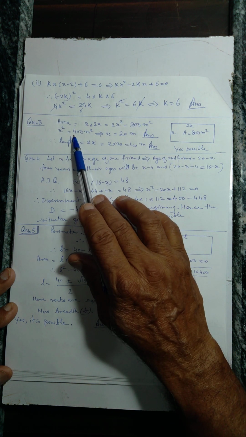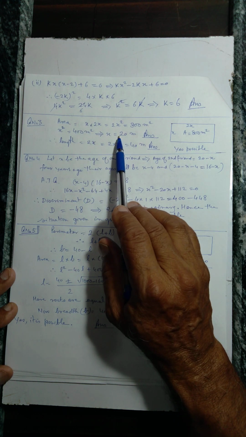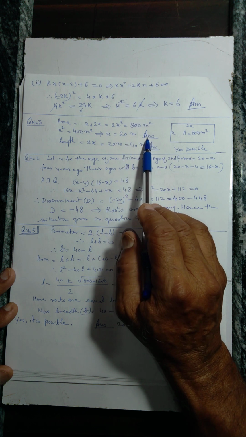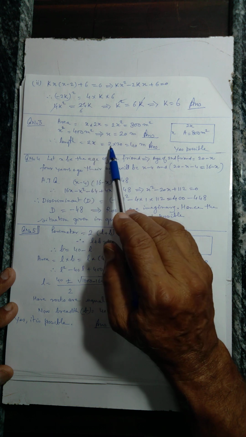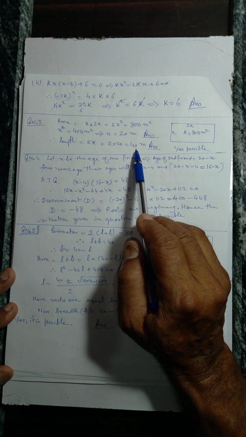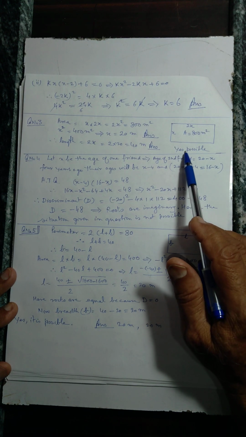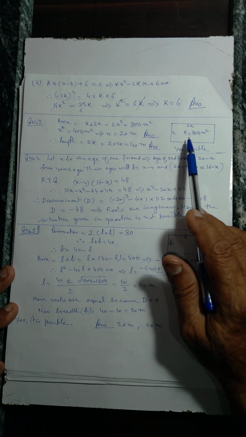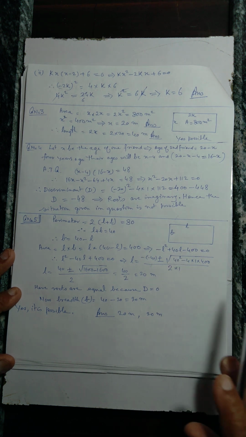So x square will be equal to 400 square meters. So x will be equal to, just take the square root, 20 meters. The length will be equal to twice x, so 2 into 20, that will be 40 meters. So the length will be equal to 40 meters. Yes, it is possible to make the rectangular plot.